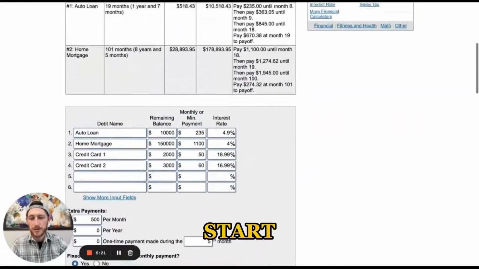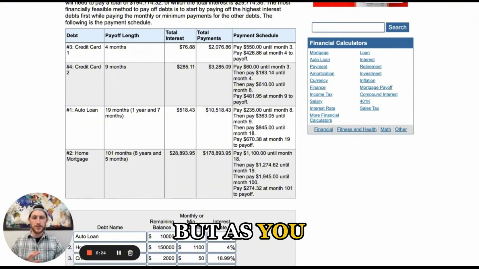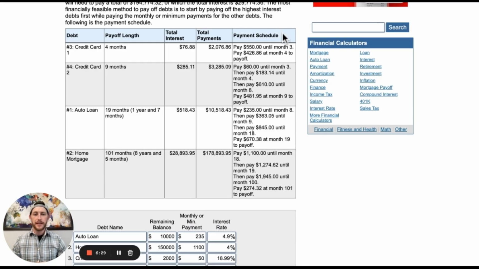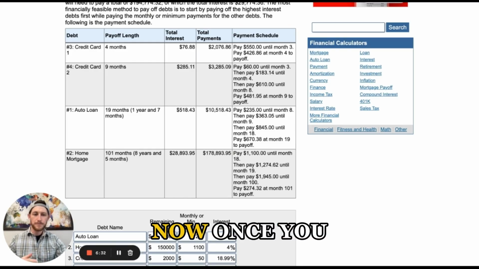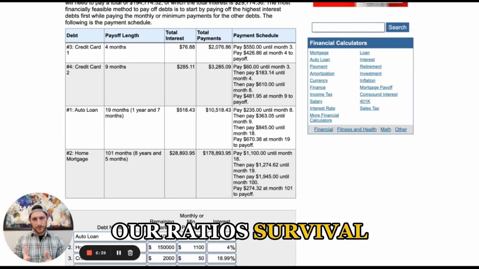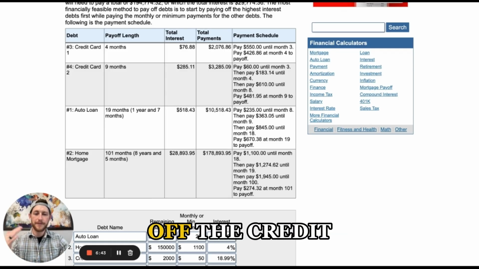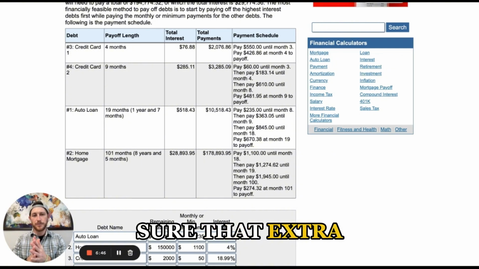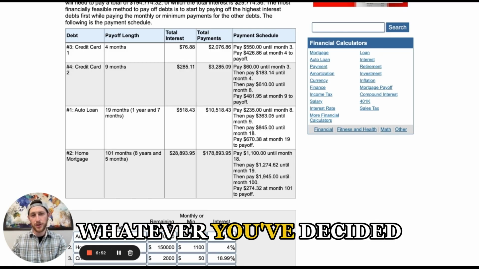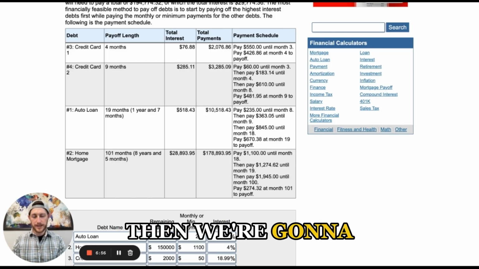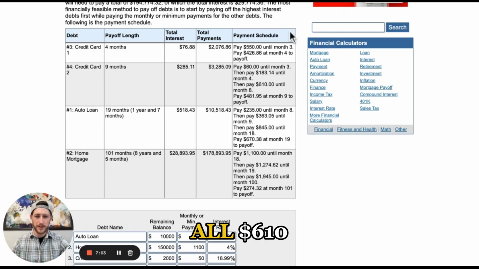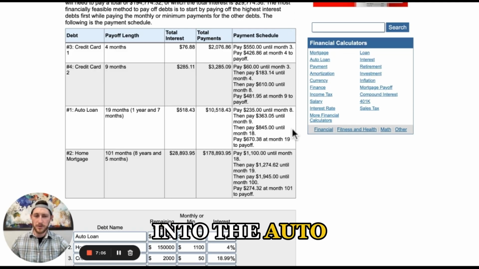And as you start snowballing, I know this is the Avalanche method, but as you start taking everything that was going into the prior loan, and then you're able to throw that into the next loan, that helps out a lot. Okay. Now, once you pay off the credit cards here, the high interest, right? Going back to our ratios, survival, thrival, giving, and future. Once you've paid off the credit cards and you make sure that extra money has gone into your emergency fund to hit your target amount there, whatever you've decided for yourself, then we're going to start wanting to split some money into investments. So we're probably not going to put all $610 into the auto loan, most likely.